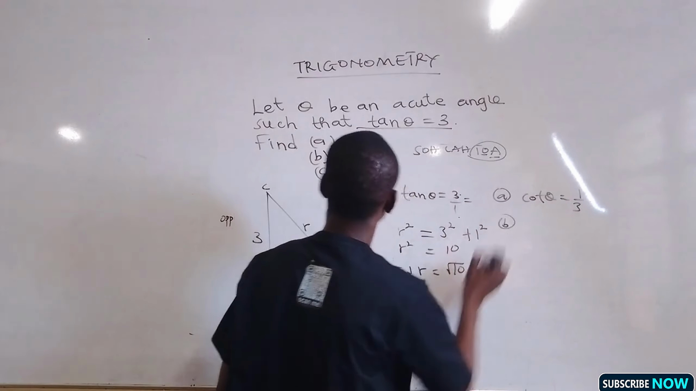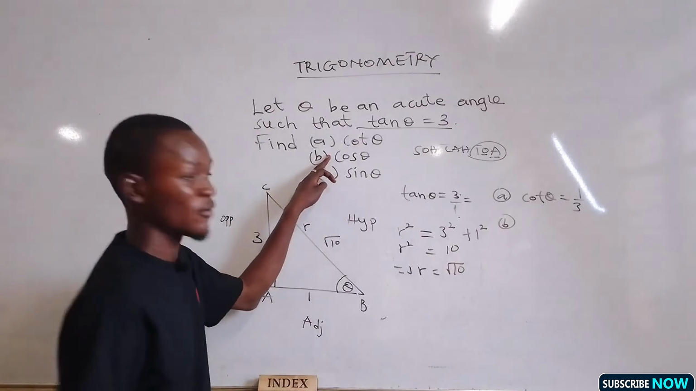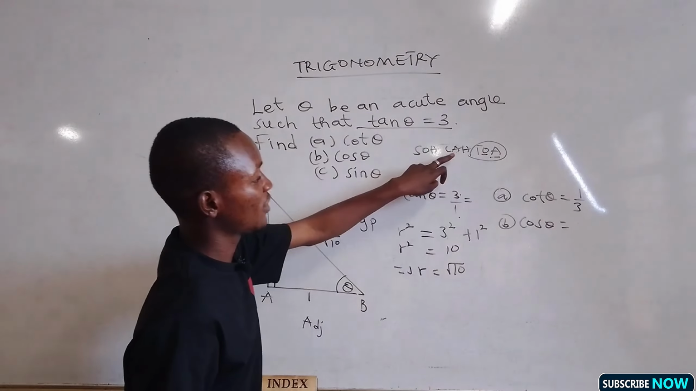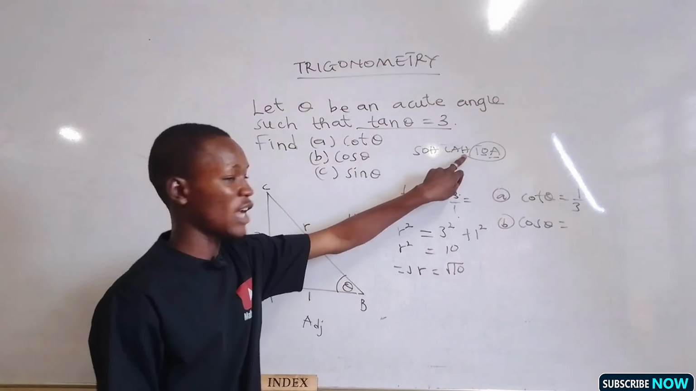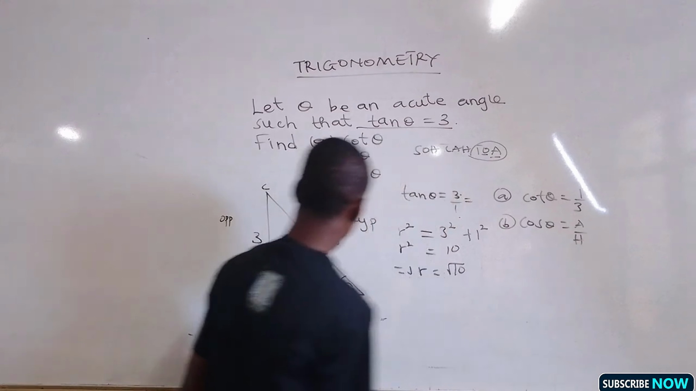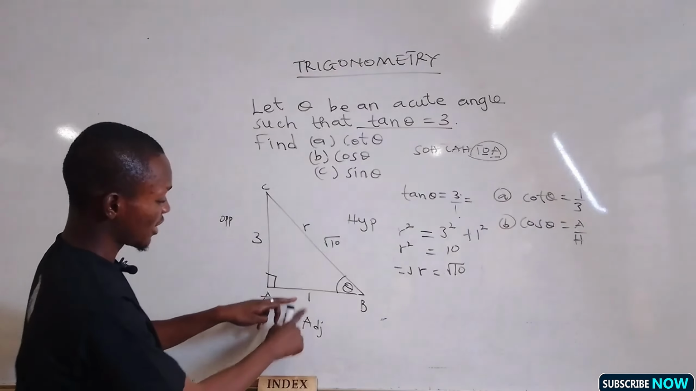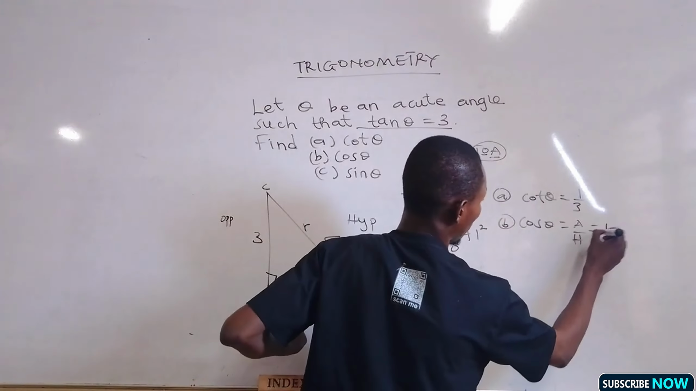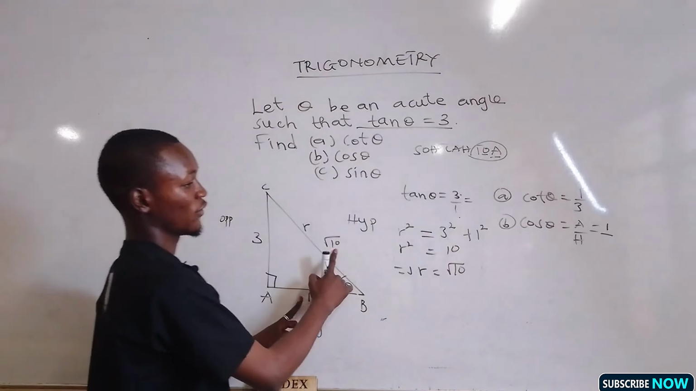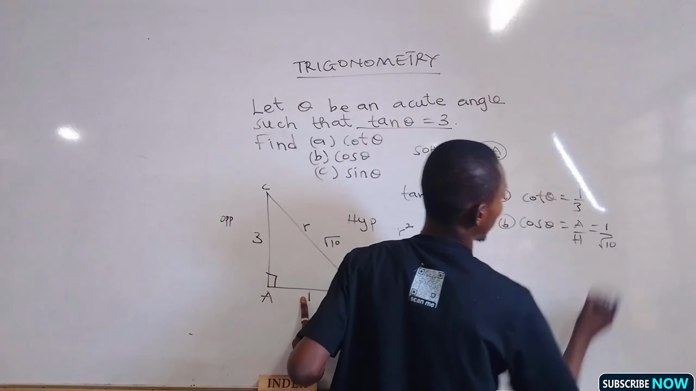Now the second one, we have to find cos theta. And we know cos theta is adjacent on hypotenuse. From the right angle triangle, the adjacent here is 1, and the hypotenuse is the square root of 10. So cos theta is 1 on the square root of 10.